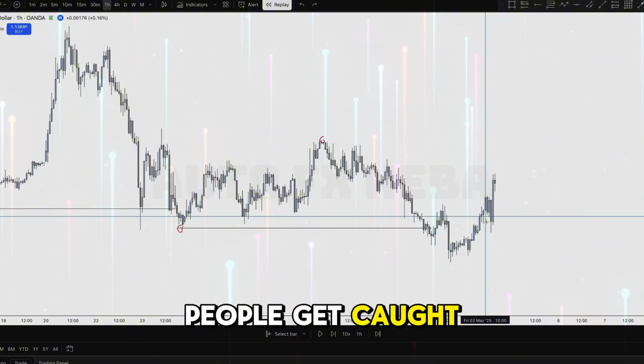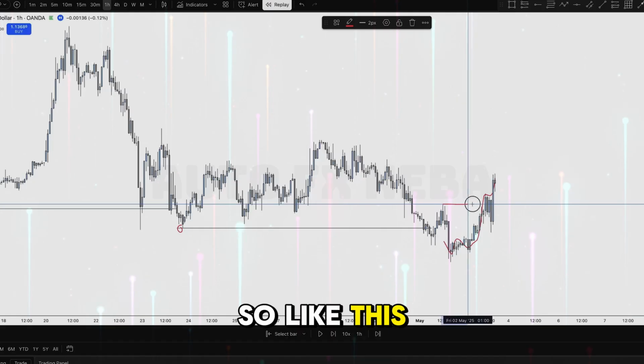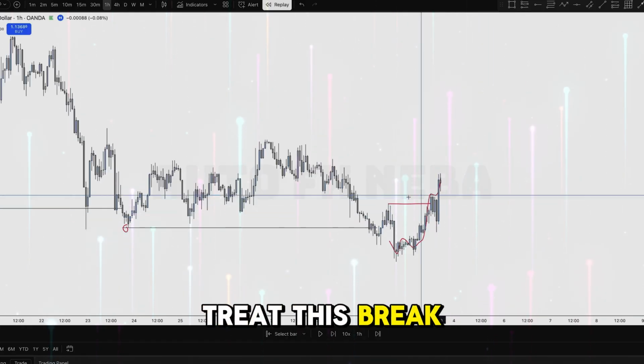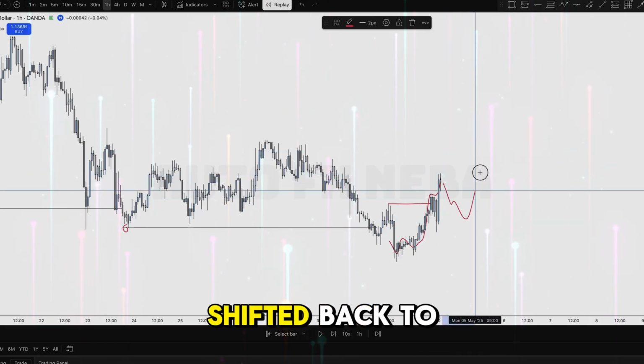Now this is where people get caught up. They will see the market making these internal breaks, like this break of structure here, and they will treat this break of structure we've got there as a piece of information that tells us this has now shifted back to buys.